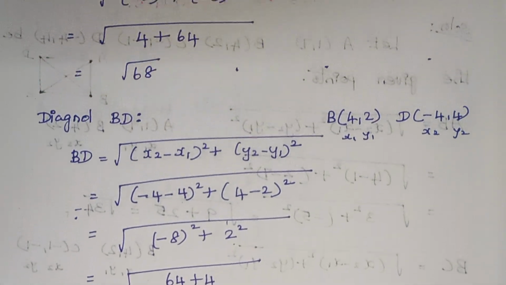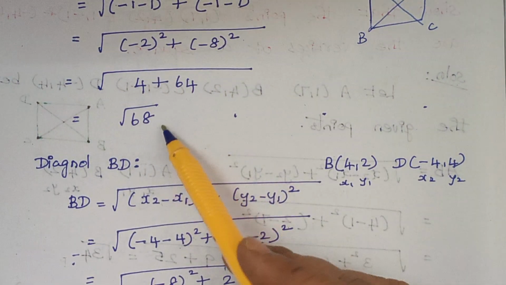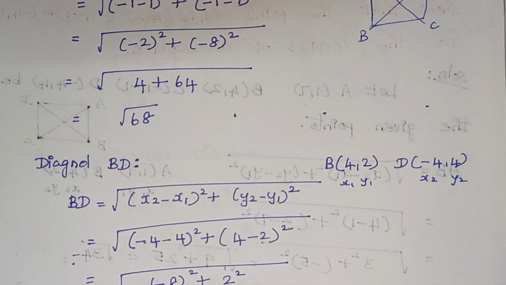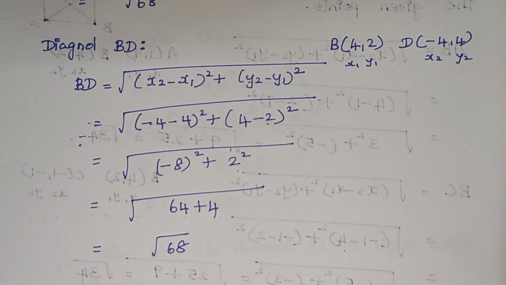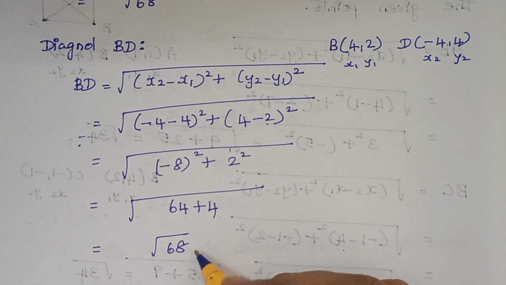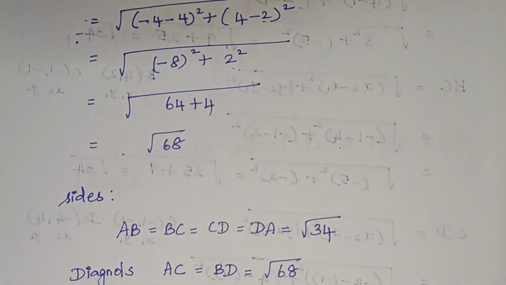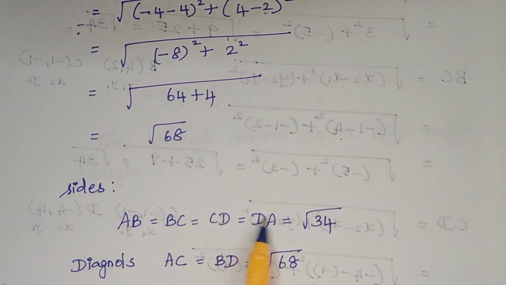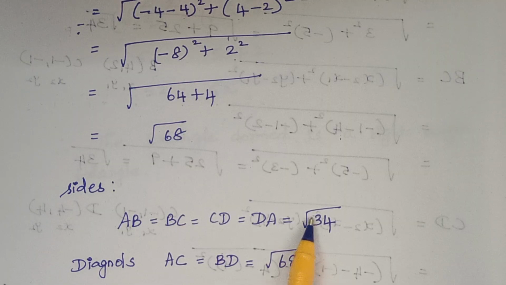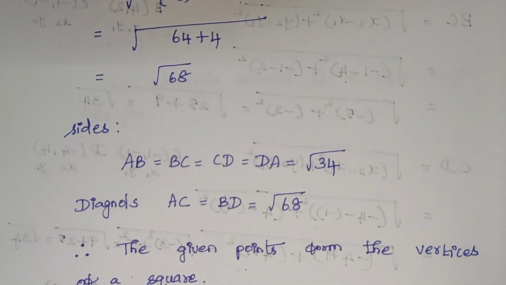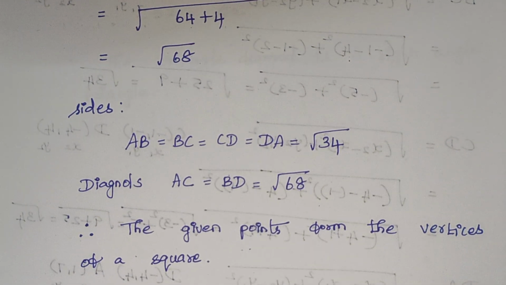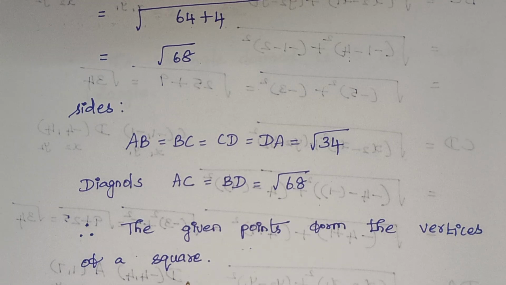Now when you check the value of diagonals, you see the value of AC is also root of 68 and here BD is also square root of 68. So we can finally conclude that all the four sides are equal, and the diagonals are also equal. So what does this indicate? This tells that the given 4 points form a square.